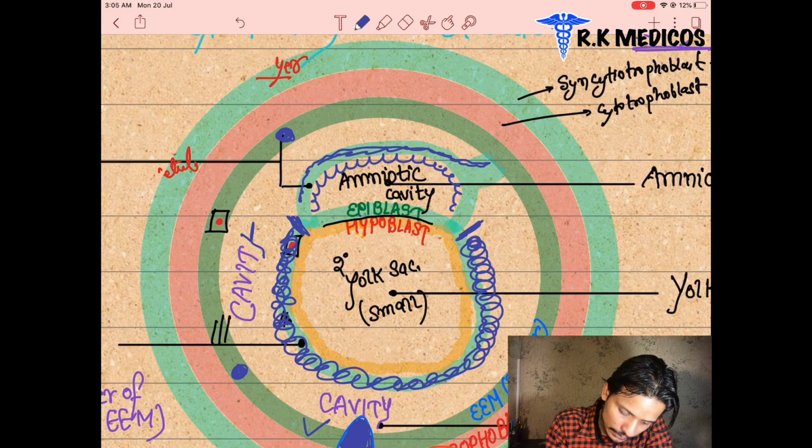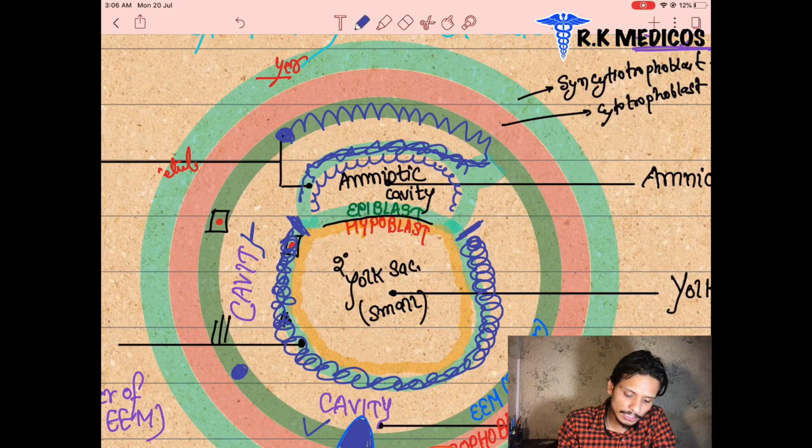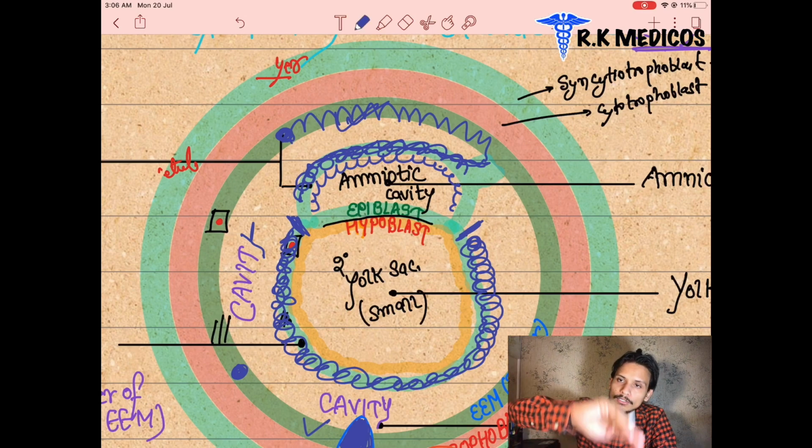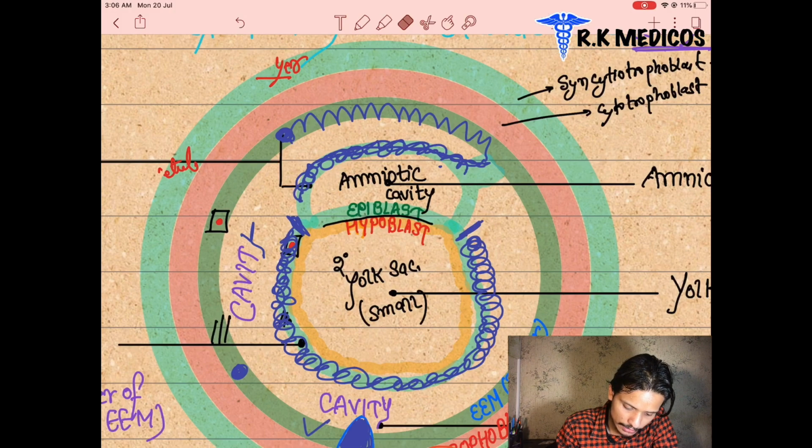But this layer and this layer, all together, are combinedly called the somatic or parietal layer of the extra embryonic mesoderm, and they are going to line this cavity. This cavity is lined externally by this extra embryonic mesoderm, and that extra embryonic mesoderm is parietal or somatic. Which cavity? The amniotic cavity. The amniotic cavity is lined externally by one and only extra embryonic mesoderm. And what is the extra embryonic mesoderm here?